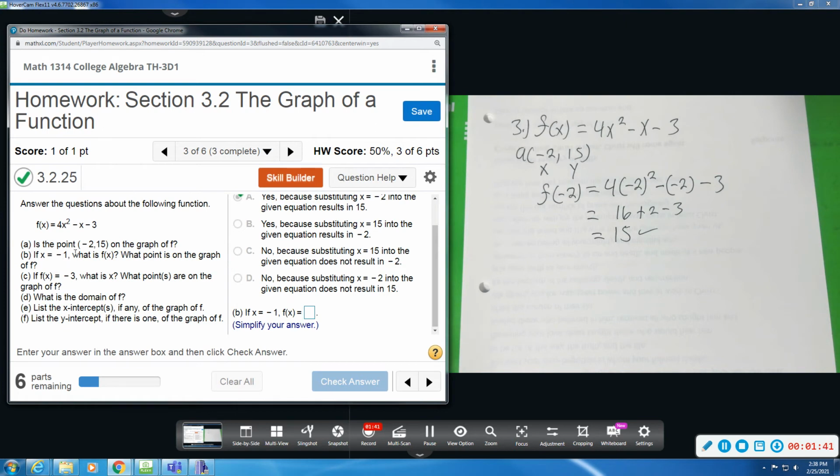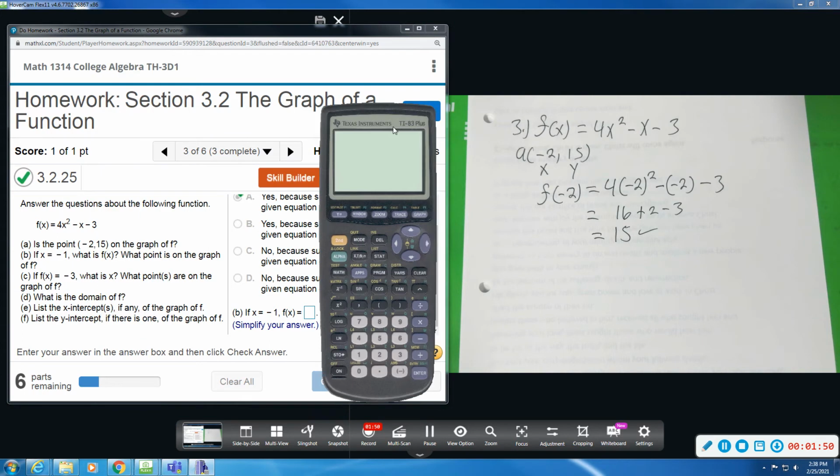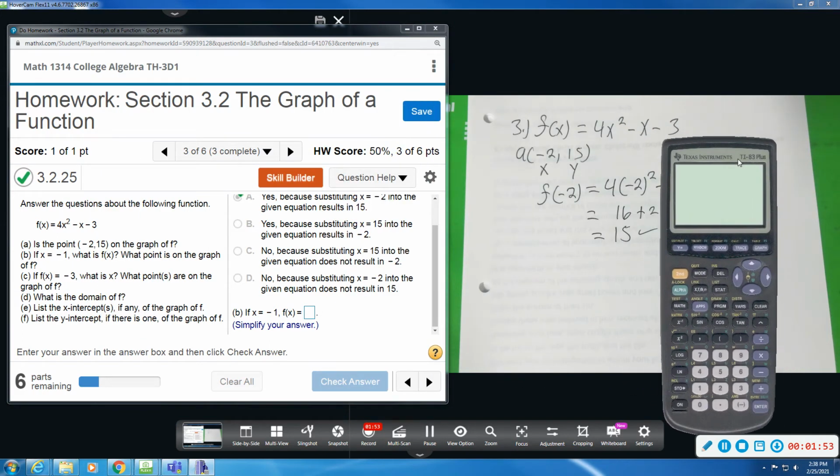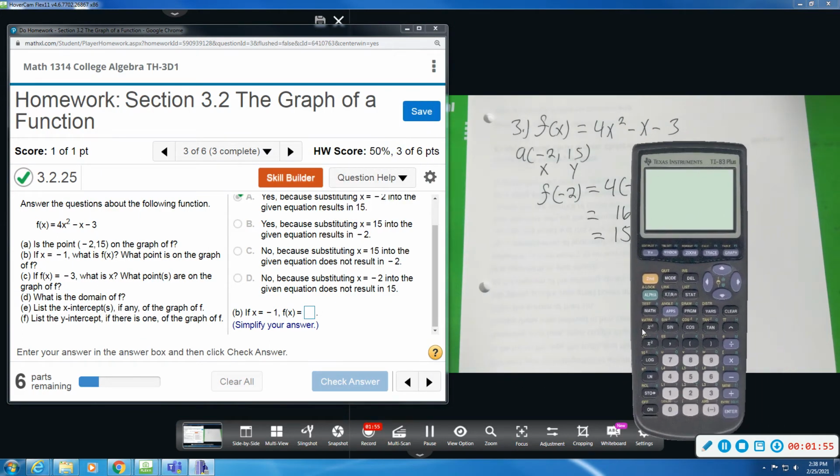All right, B, we're now going to do x equals -1. Now, you can plug this in and solve it by hand. I also want to show you that you can do this with a calculator. So what I'm going to do with this calculator is I'm going to insert this function. So I'm going to clear out what I have. If you go to y equal, on the other side of y, because f of x is treated as y, I'm going to type in the function 4x squared minus x minus 3.